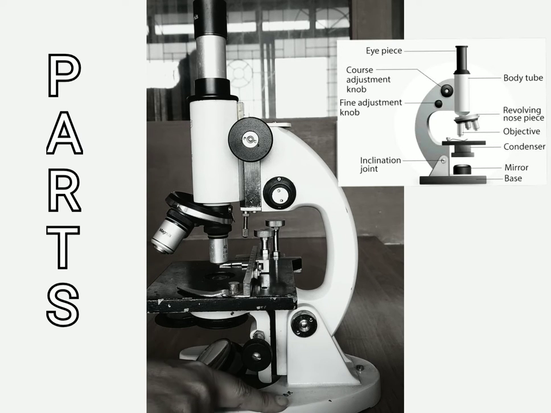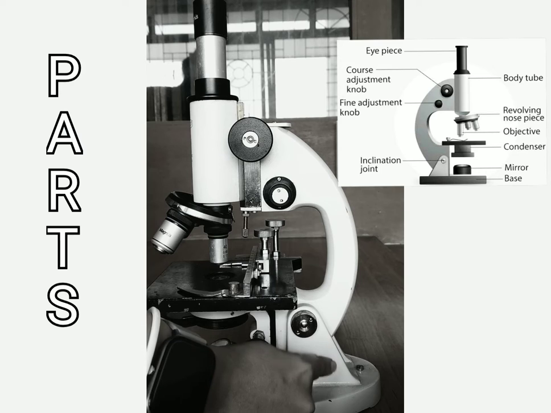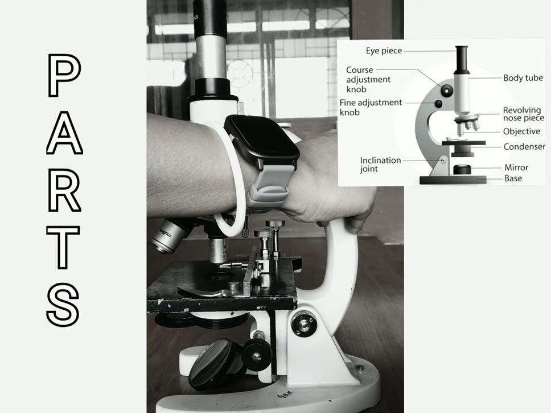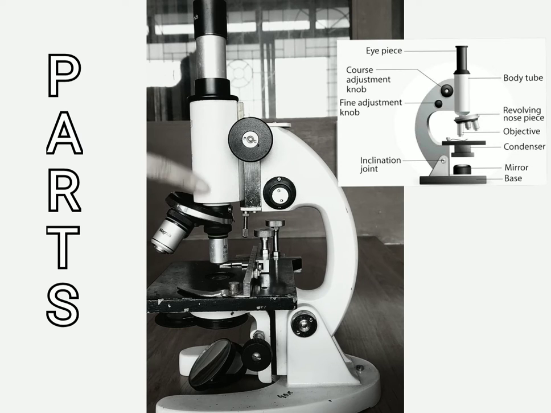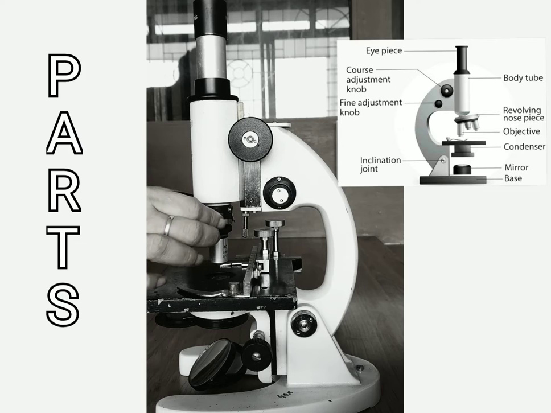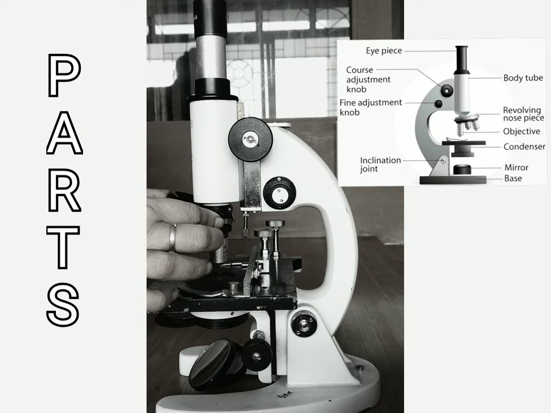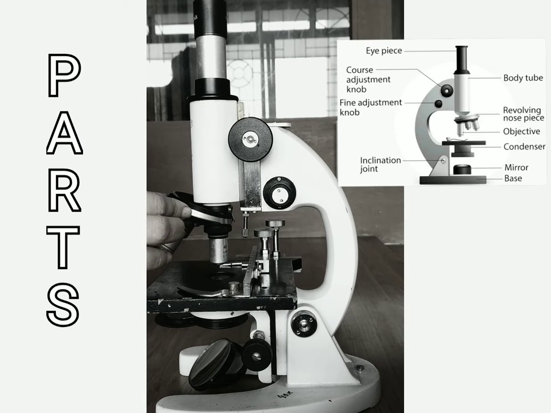This one is the base, then this one is the pillar, it is the arm or handle, it is the body tube, this is the draw tube, and the disc-like structure is called the nose piece.